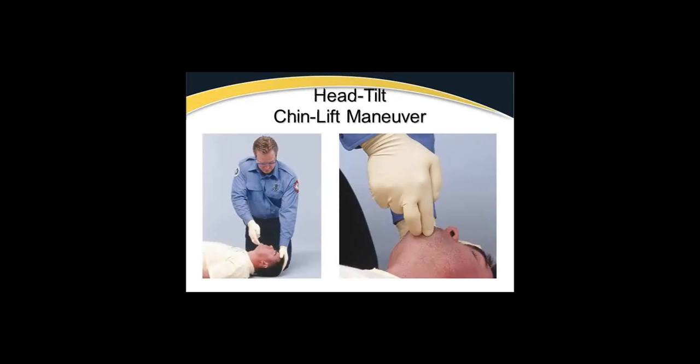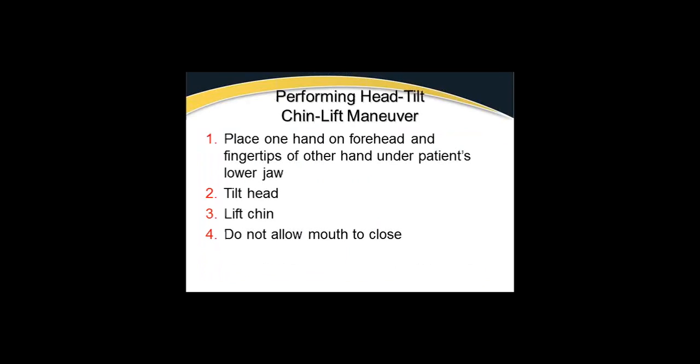So here we show an example of the head tilt chin lift maneuver. A couple of fingers underneath the chin, palm on the forehead, tip the head backwards, pull up on the chin. So we place one hand, just like I said, tilt the head, lift the chin, and do not allow the mouth to close. They probably need their mouth open in order to help them move the appropriate amounts of air.